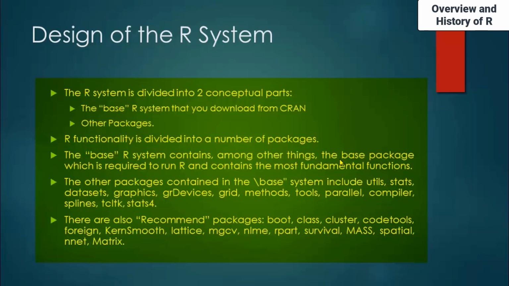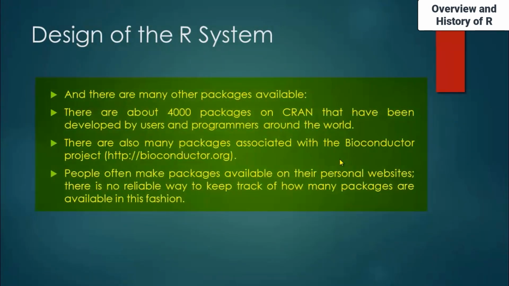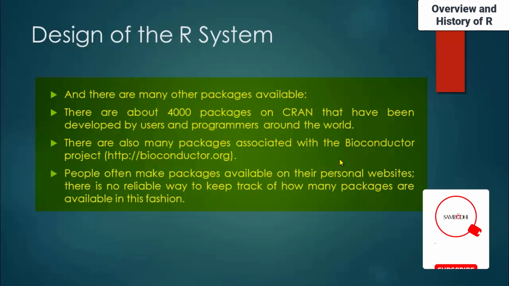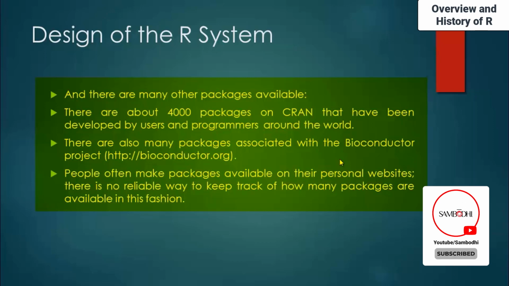There are also recommended packages like boot, class, cluster, codetools, foreign, KernSmooth, lattice, mgcv, nlme, rpart, survival, MASS, spatial, nnet, and Matrix. Looking more into the design of the R system, there are many other packages available which you can download from the CRAN webpage. There are almost 4,000 packages on CRAN, developed by users and programmers all around the world. And there are also many packages associated with the Bioconductor project. You can see the URL given there, http://bioconductor.org. You can download those packages from this URL.